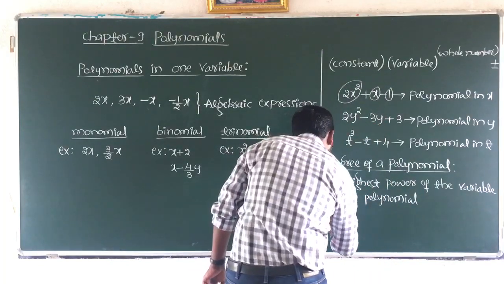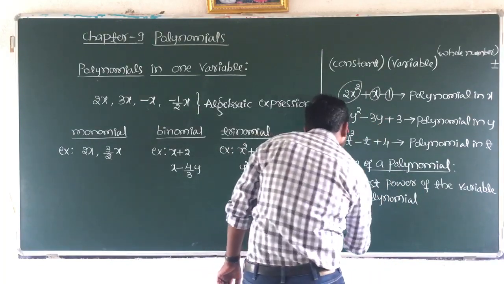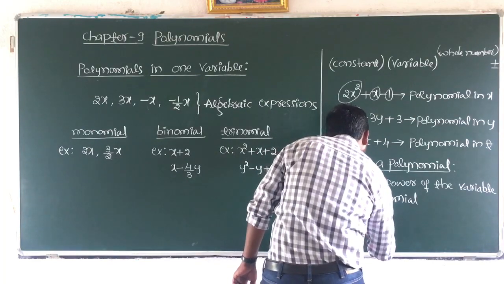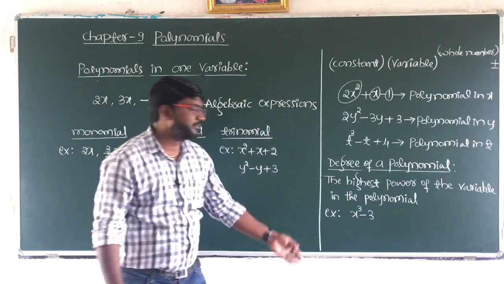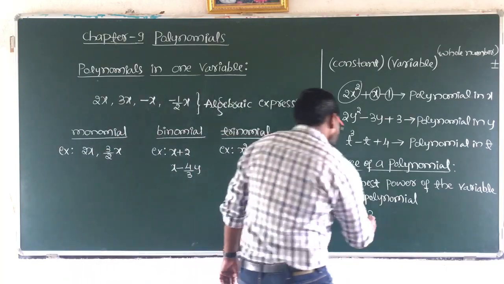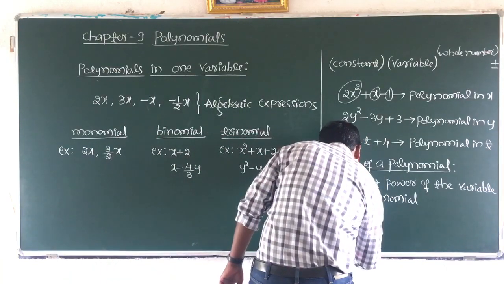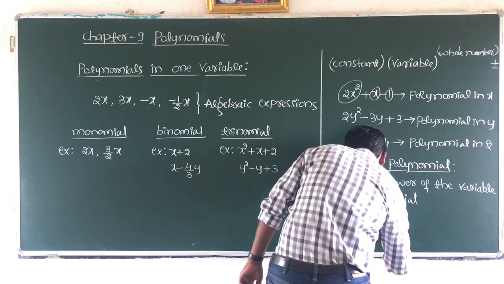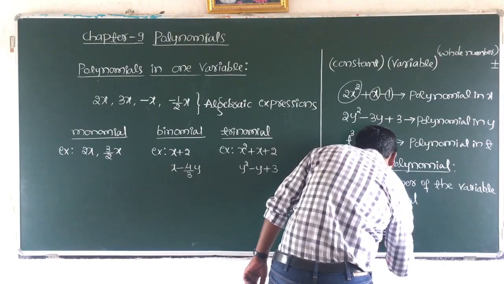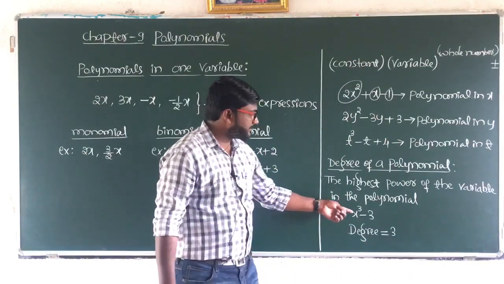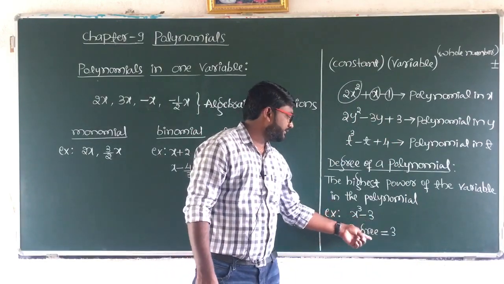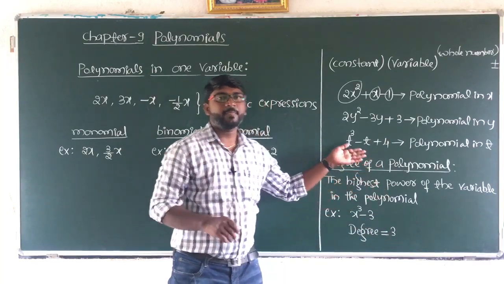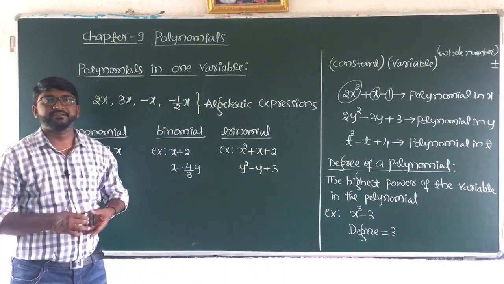For example, x cube minus 3. So the degree is going to be 3, because here the highest power of the variable is 3, hence the degree of this polynomial is 3. So pause the video to note it down, then we'll move on to the next concept.